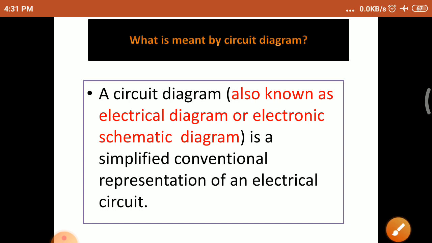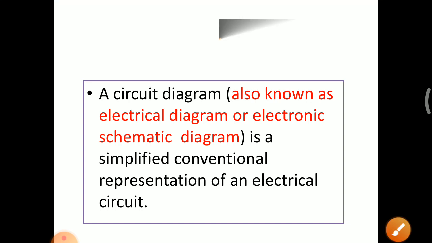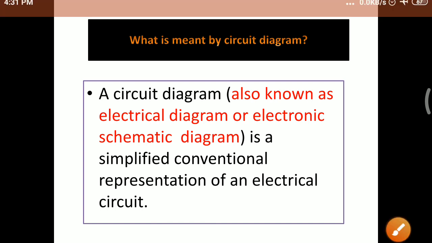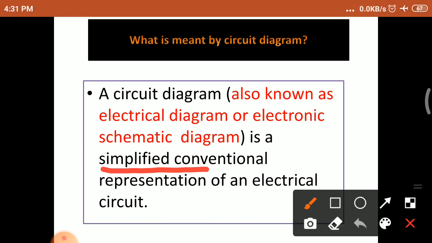So a circuit diagram is nothing but a diagram also known as electrical diagram or electronic schematic diagram. It is a simplified conventional representation of an electrical circuit. Why am I saying that it is a simplified conventional representation of an electric circuit? We will see the meaning of these words in the next slide.